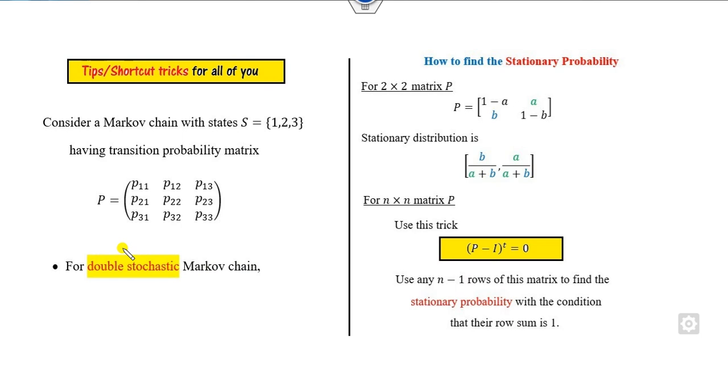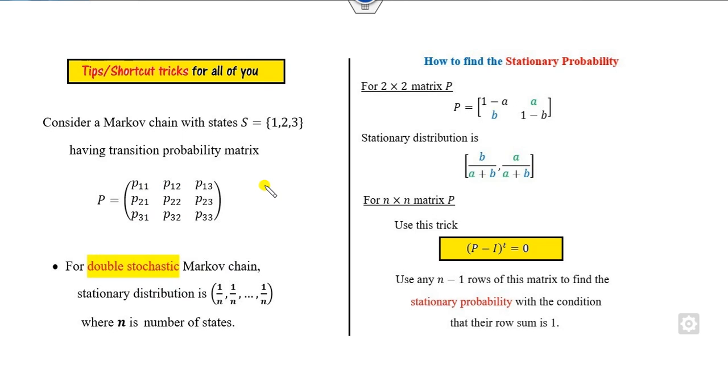If you have proved that it's a doubly stochastic Markov chain, what is the meaning of doubly stochastic? Each row sum is 1, that is, if you add them, it will be 1, and similarly for the others. And doubly means each column sum is also 1. If you add in this manner, it is also 1. So once you prove that it's a doubly stochastic Markov chain, then the stationary probability is always 1 by n.